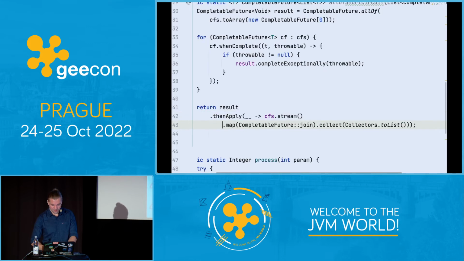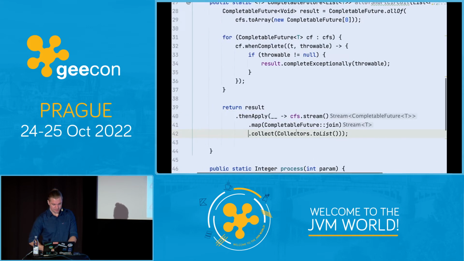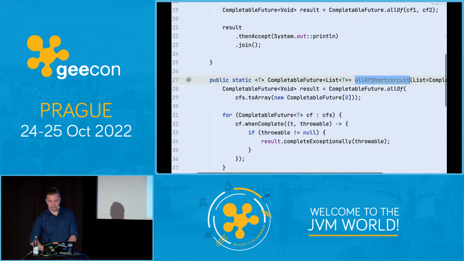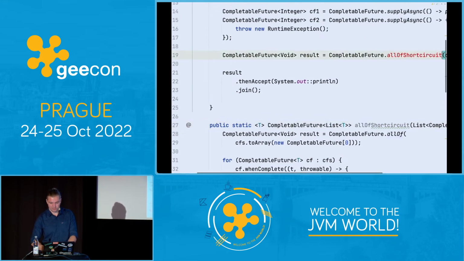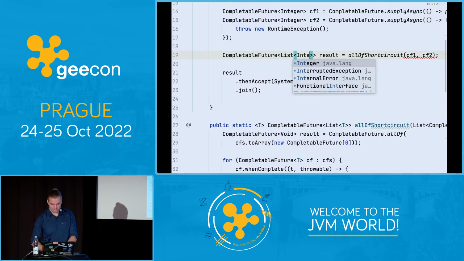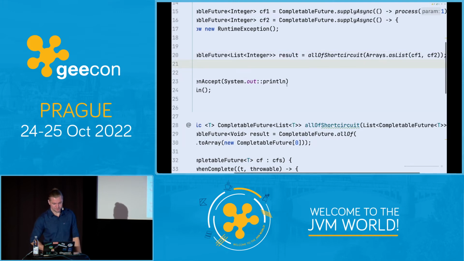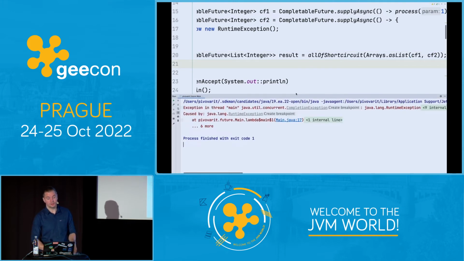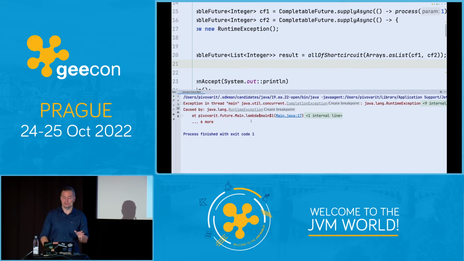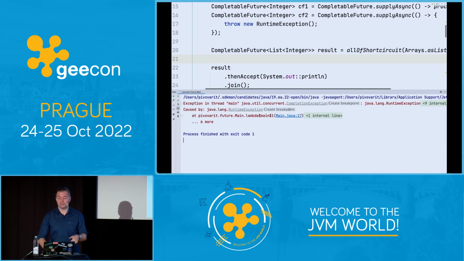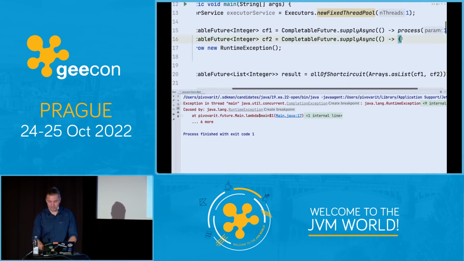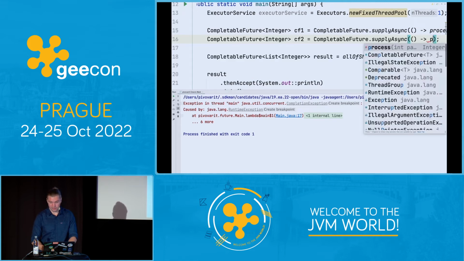Let me reformat that for you. And now, with that method, allOf short circuit, if you replace that original one with it and add List of Integer, I need to package this into a list. Let's run it. And now there is no longer need to wait 10 seconds, but the short-circuiting is there. Plus, if we get rid of the exception, we'll get our actual values printed out.